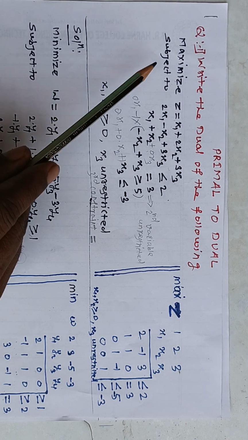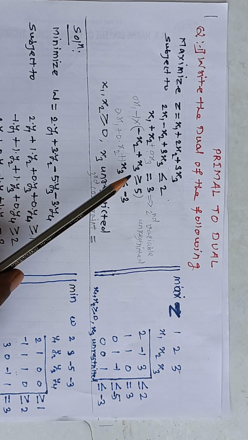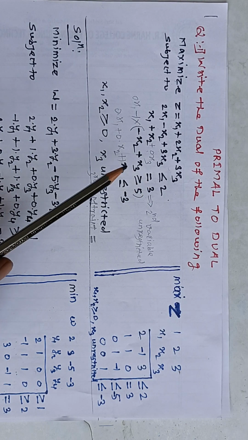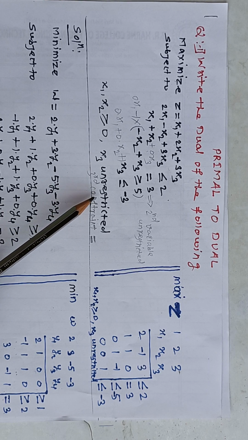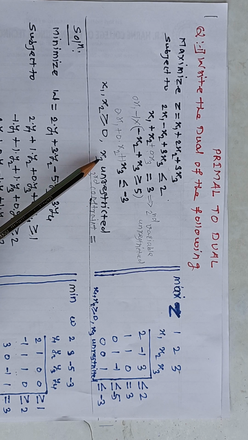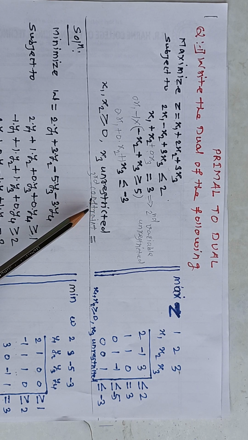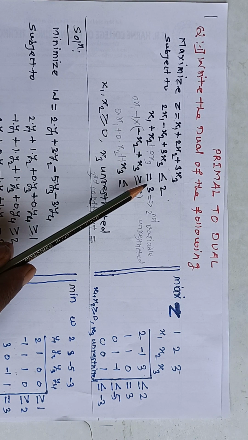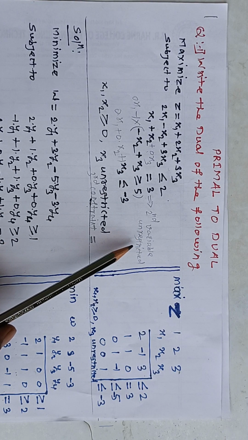Remember: maximize to minimize, z to w. In case of maximized type, inequalities must be less than or equal to in constraints, and if any one variable is unrestricted in primal, then, just like this, x3 unrestricted means the third constraint in dual will have an equal to sign. And here in primal the second constraint is with an equal to sign. Meaning of this is the second variable in dual will be unrestricted.